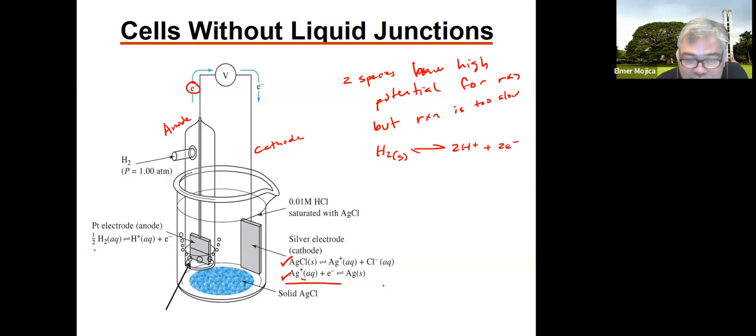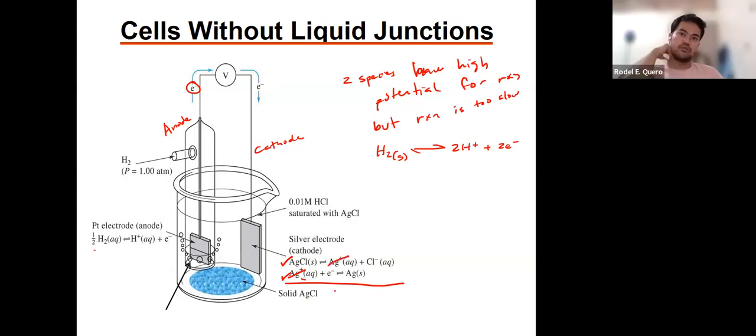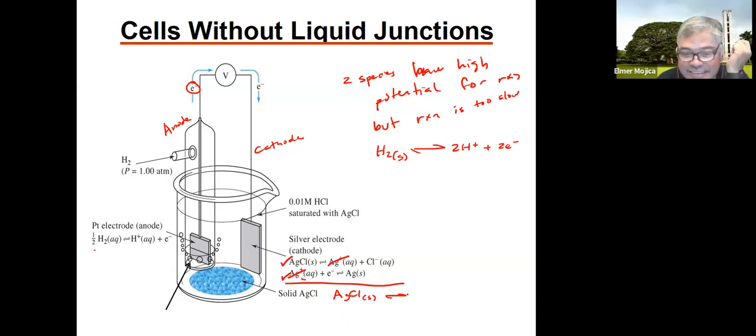Can you combine these two? If you combine these two, what happened? Cancel this, and you end up with HCl. Does this make sense? Plus e producing Ag plus Cl minus. The one that is happening is the sum of these two reactions.